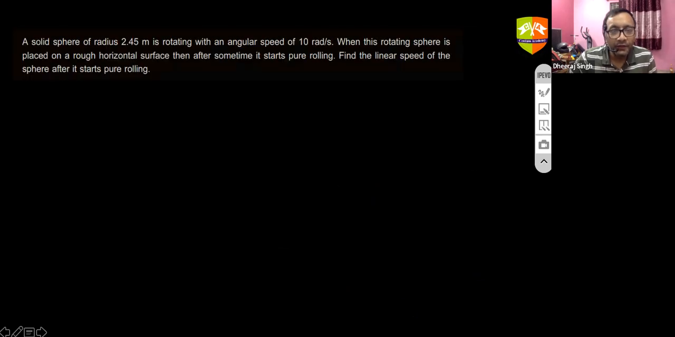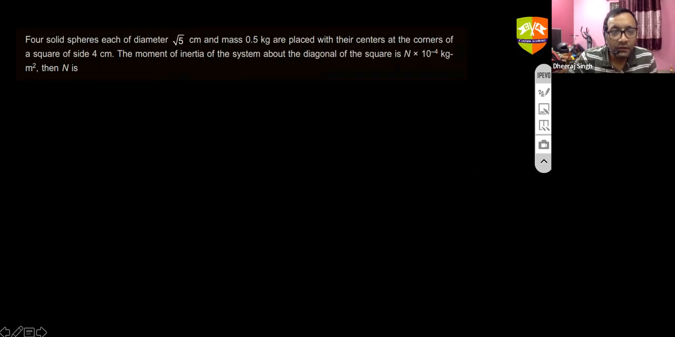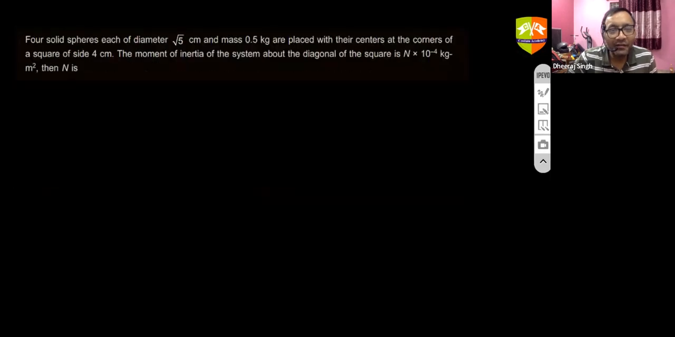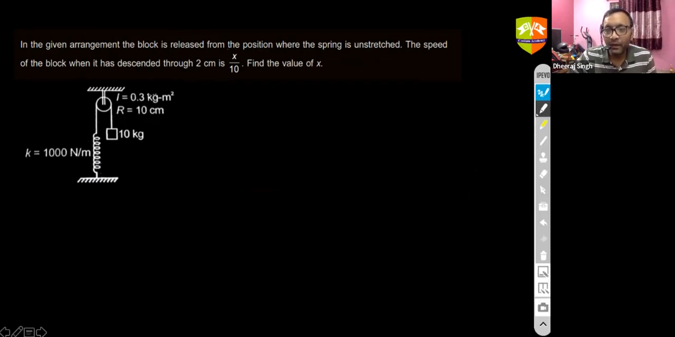How many questions do we have here? Never ending. Anyways, we know that rigid body dynamics is a never ending chapter. This looks interesting, so we will solve this question before starting gravitation. Okay, do this.